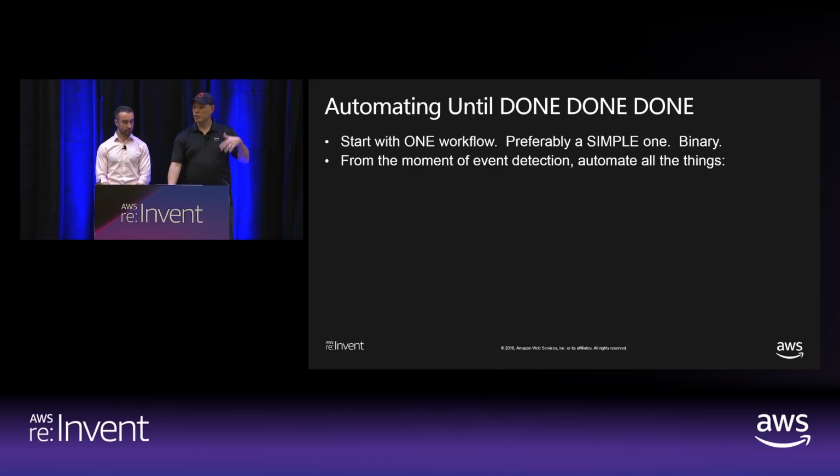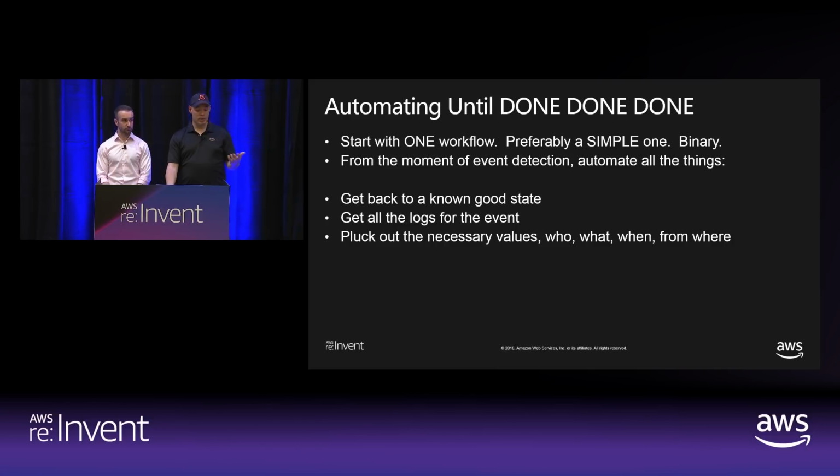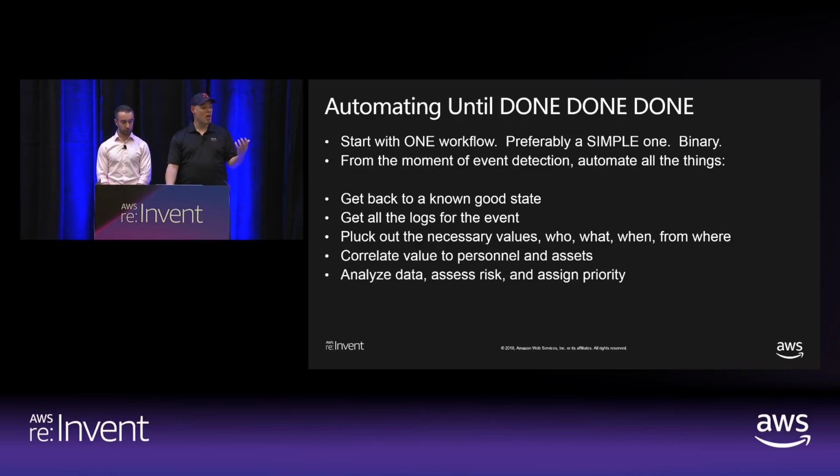The general things that you will do are get back to a known good state. Get all the logs for the event. Pick out all of the necessary values, the who's, the what's, the when's, and from where's. Make sure that you correlate those values to either personnel or assets. And there's a reason that we need to correlate those values to personnel or assets. Because based on what we know about those personnel or those assets, how precious they are to us, how familiar they are to us, how production-oriented they are to us, will allow us to perform analysis and assign priority from an assessed risk point.